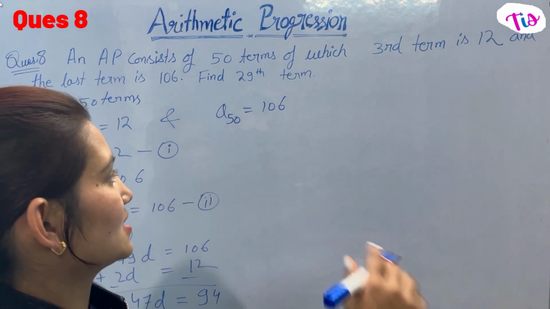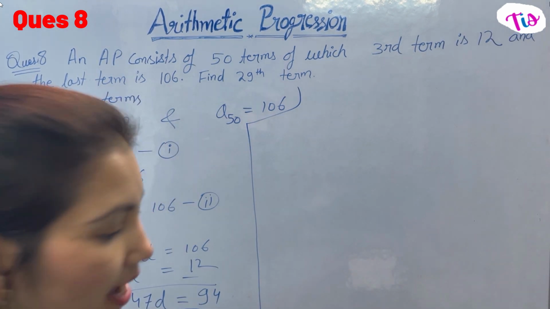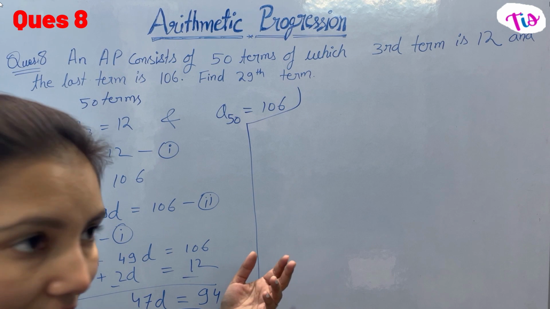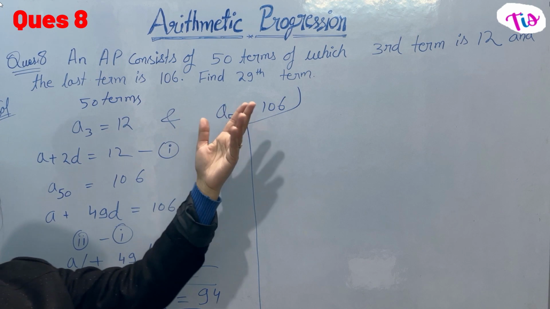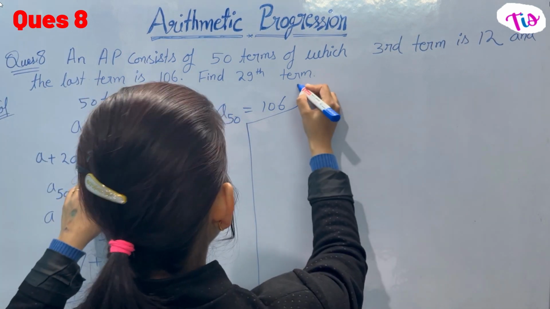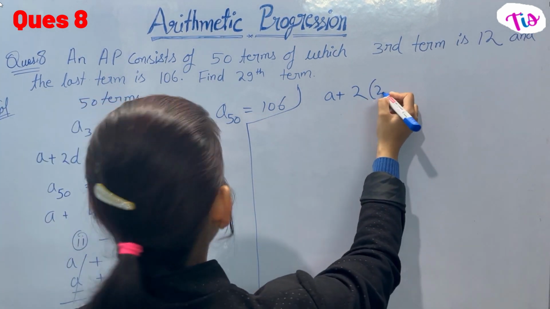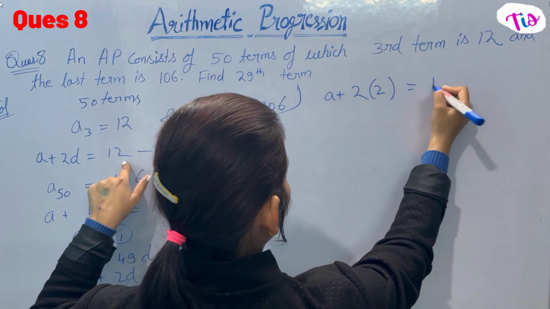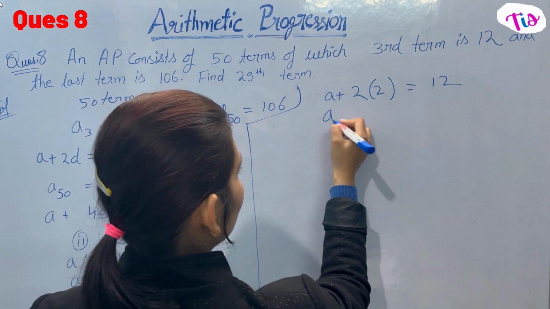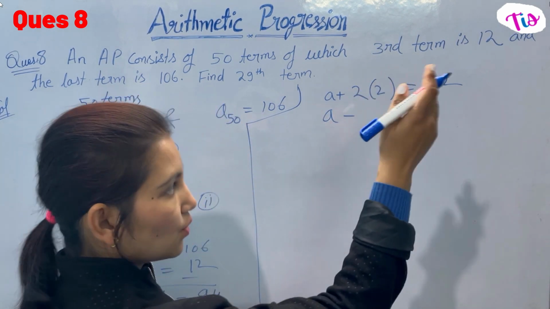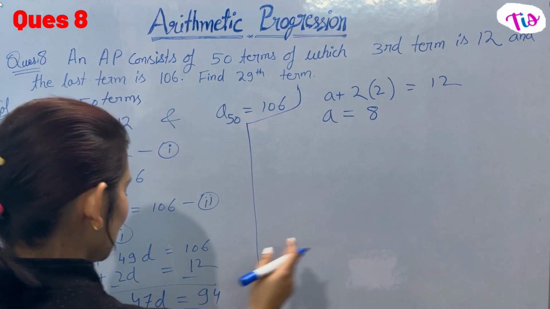Now we have d with us. Again, what we need to find out? We need to find out a also. So d we have. How can we find out a? We just put this value of d in any of these equations. I'll be choosing equation number 1 because this is much simpler to solve. So a plus 2d, d here is 2, so in place of d, I'll put 2, is equal to 12. I'm replacing the value of d in equation number 1. Plus 4, 2 into 2 is 4. 4 will go to that side. 12 minus 4 is 8. So a is 8, d is 2.